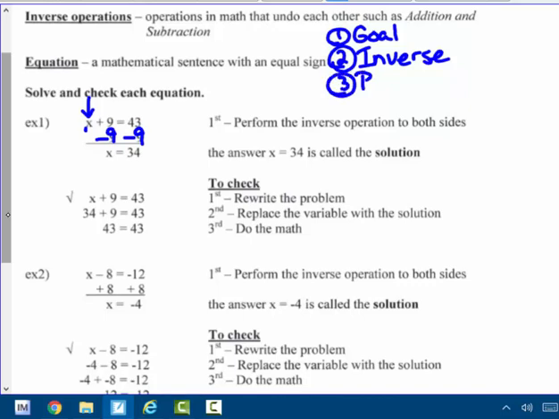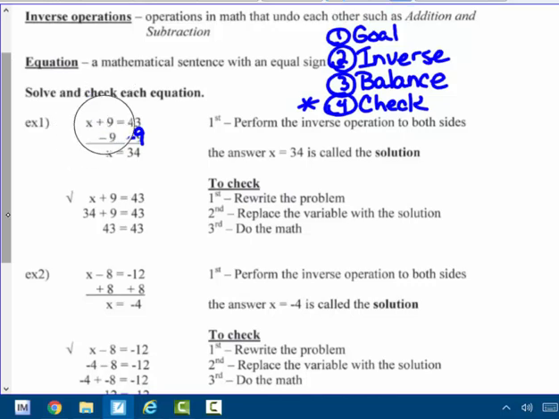Make sure you keep the balance. Whatever you do to the left side, you do to the right side. Balance, balance, key idea, that visual that I was trying to show you before. And the last but most important step, check your work. Make sure that the solution that you think it is really the solution.